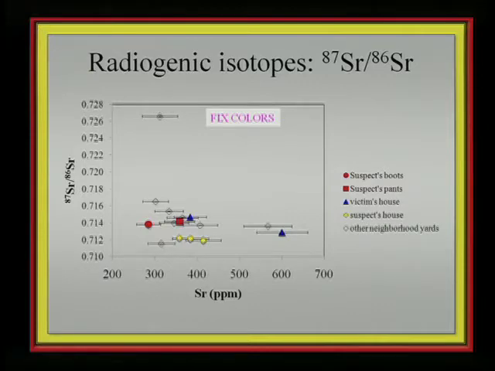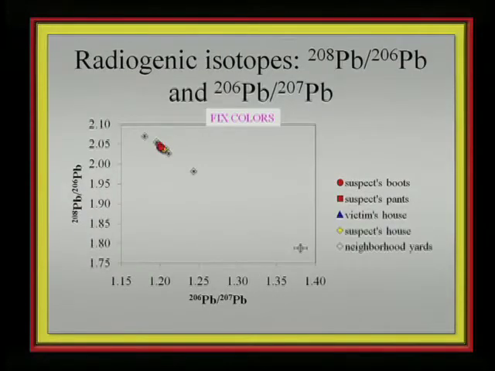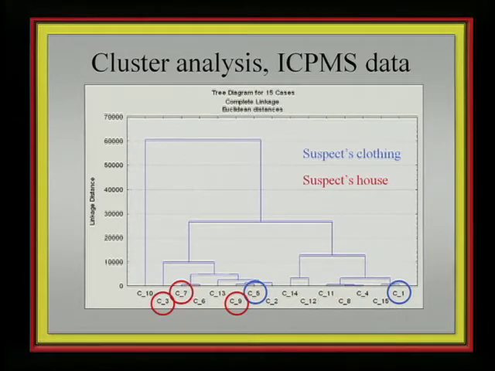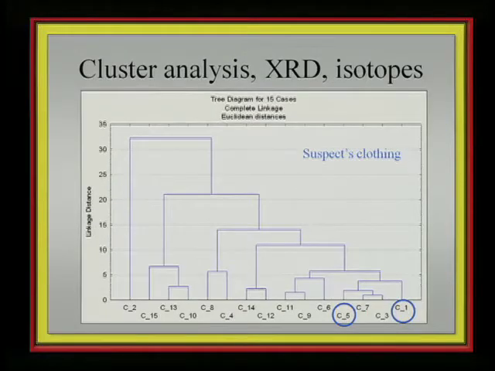This actually has Y error bars, it's just that they're a lot smaller than the symbols. Again, radiogenic isotopes for lead have a very large range within the neighborhood. But again, this is a cluster analysis. For the ICPMS data, it was not so distinctive. The suspect's house, those samples clustered fairly close together, and the victim's house closely together. For XRD and isotope data combined, the suspect's clothing was quite similar.